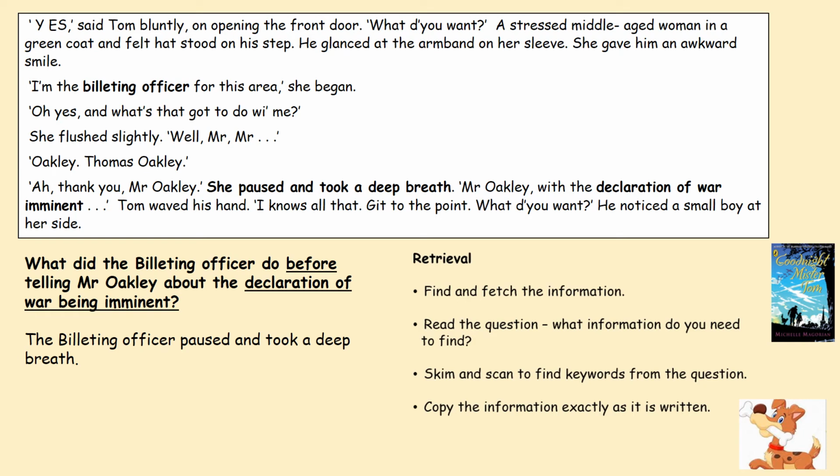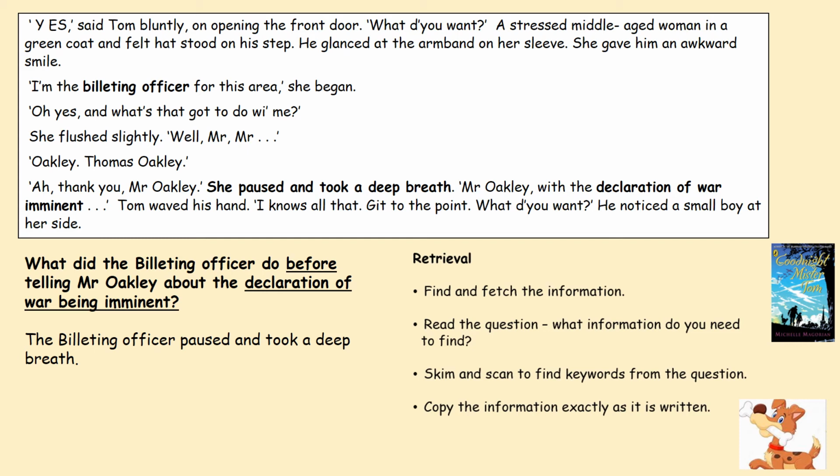So I'm going to read my question again. What did the billeting officer do before telling Mr. Oakley about the declaration of war being imminent? I've underlined declaration of war because that's what she said to him. They are the words that she spoke. They're the key words we're looking for. And I've also underlined before because I'm looking for the information. What did she do before she spoke those words?